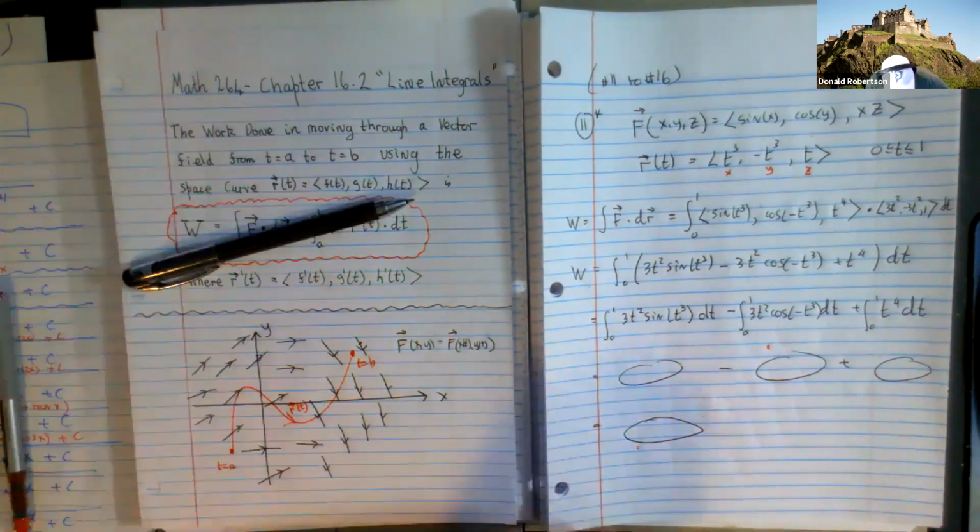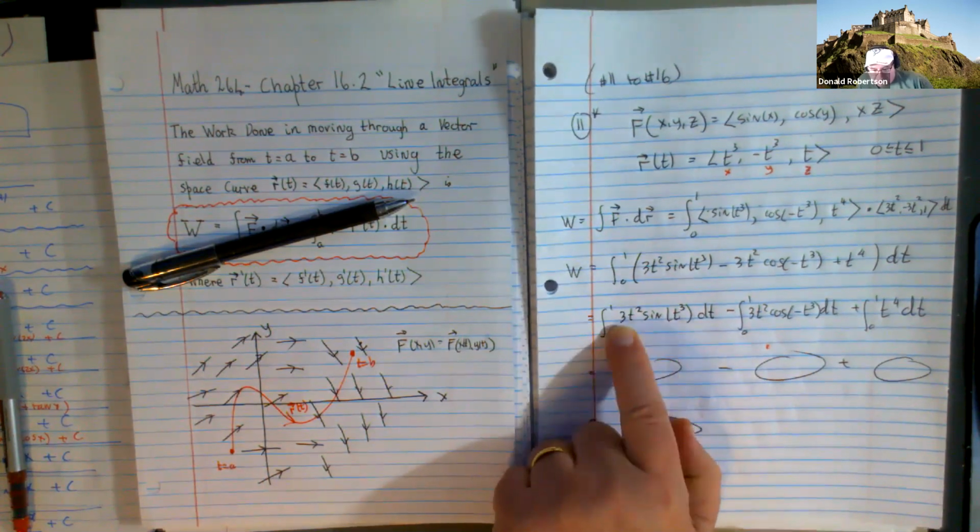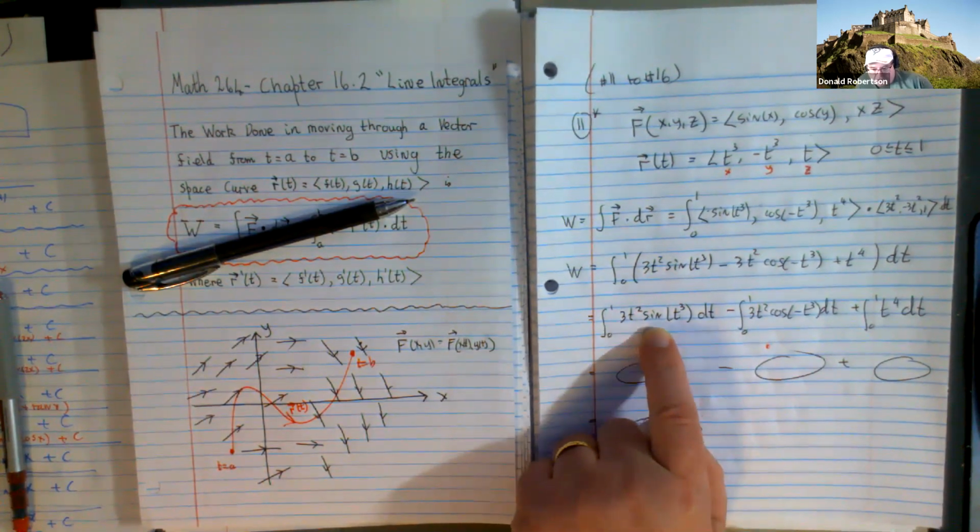Now, since this isn't a Calc 2 class, I don't want to spend too much time getting caught up in the weeds, but let's talk about how you would integrate this. What method would you use to integrate 3t squared sine of t cubed dt?